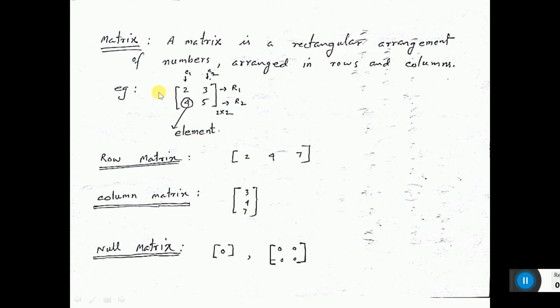How many rows are there? You see here there are 2 rows. This is the first row, this is the second row. This is row 1 and this is row 2. This is column 1, this is column 2. So there are 2 rows and 2 columns in this matrix.